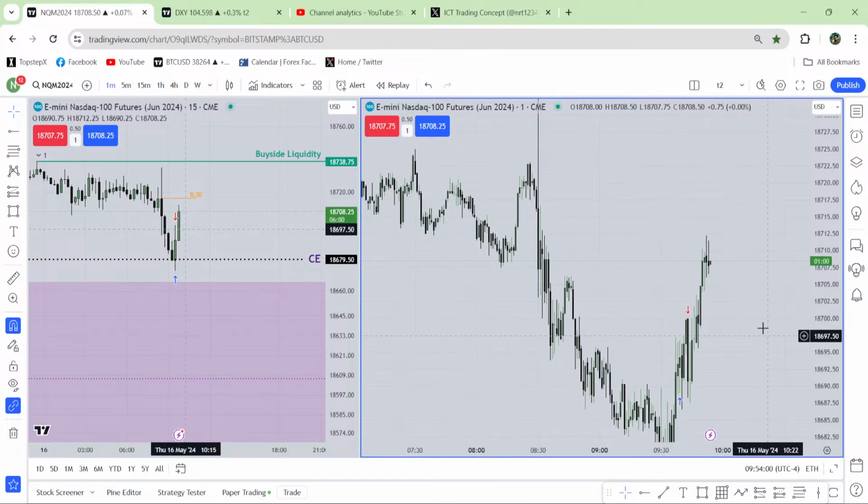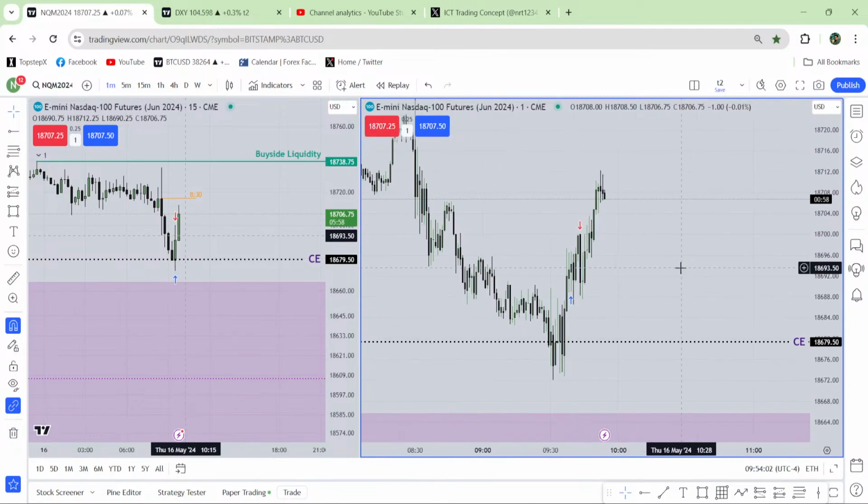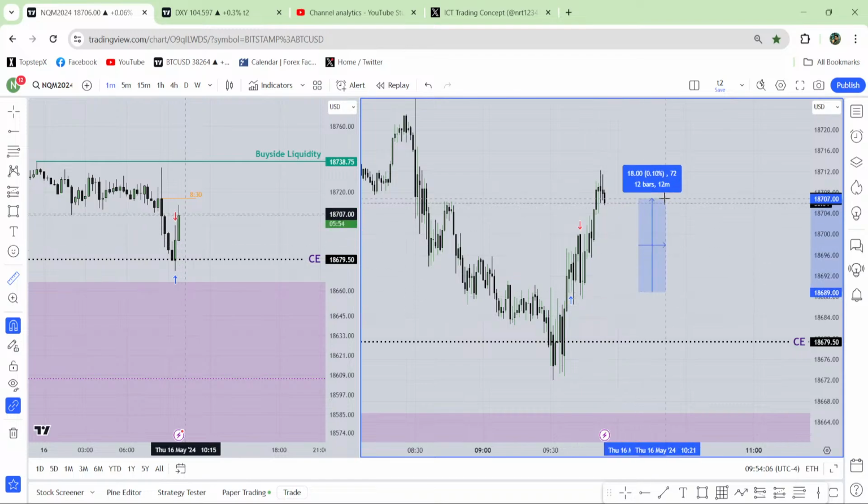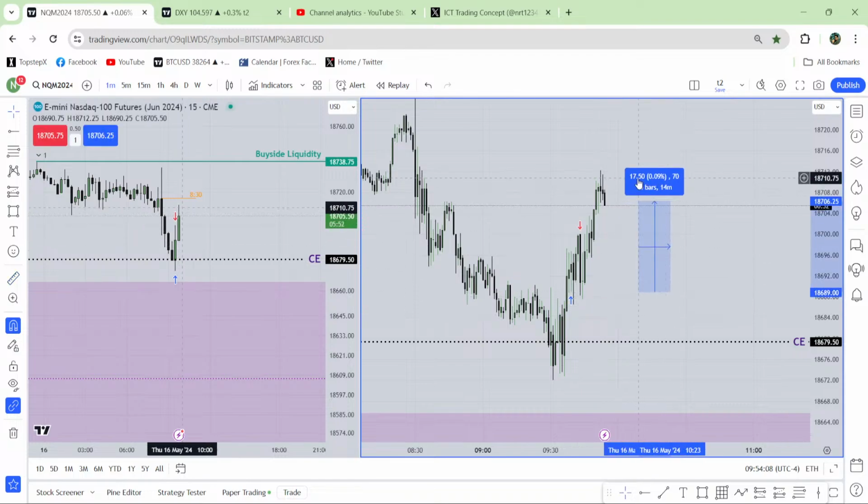You will see that one after another. By the way, it's not a bad trade if you see from here to here. Yeah, it's a 17 handle, but still cool.